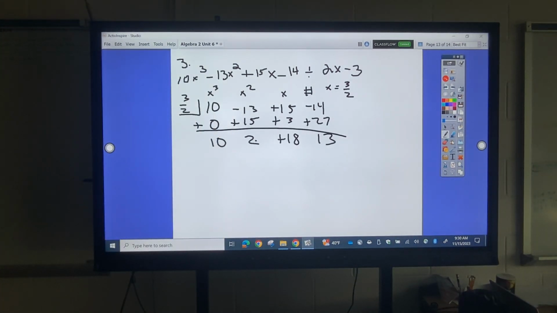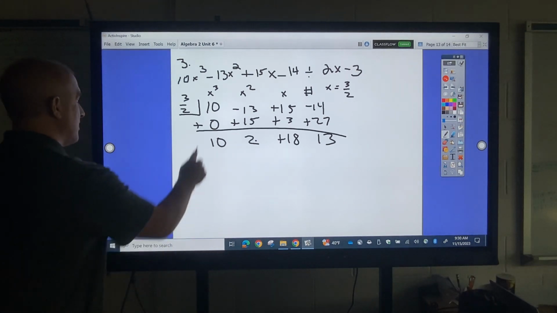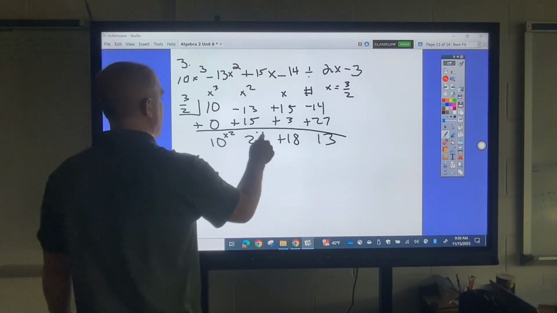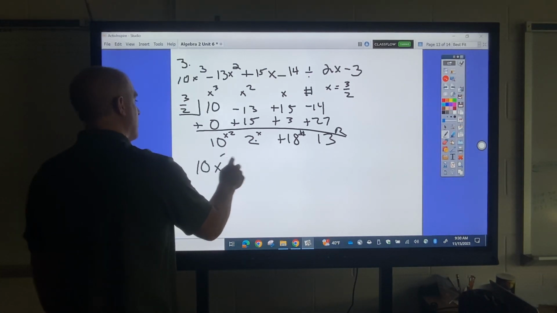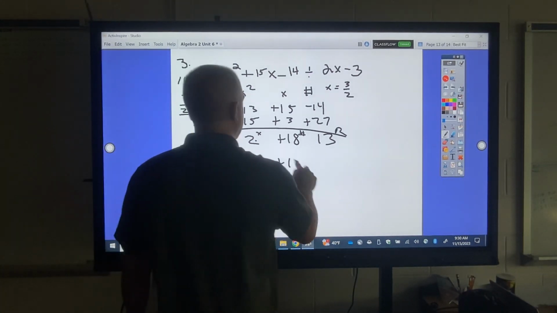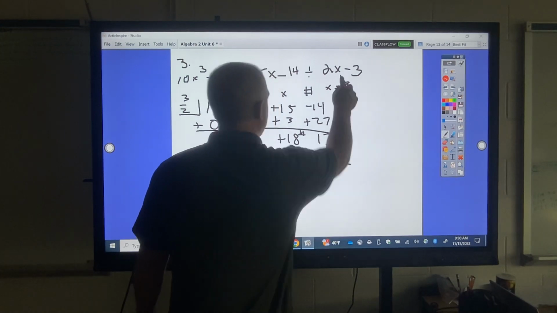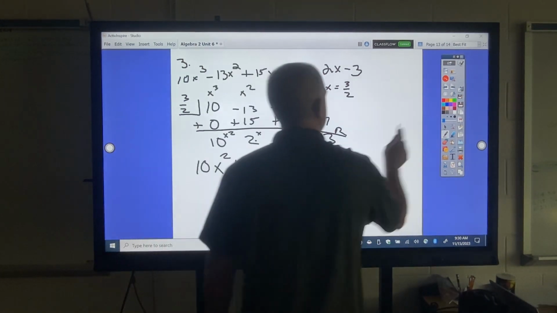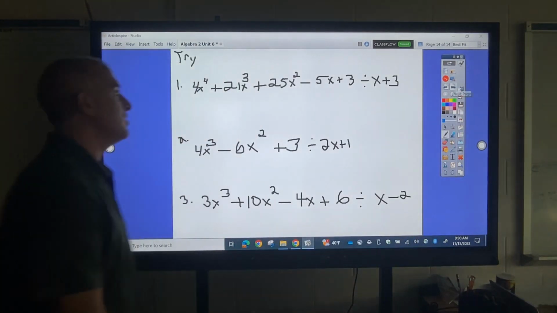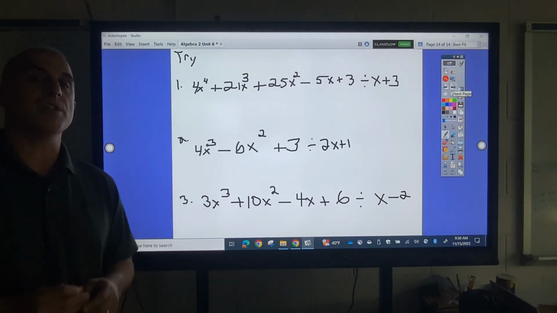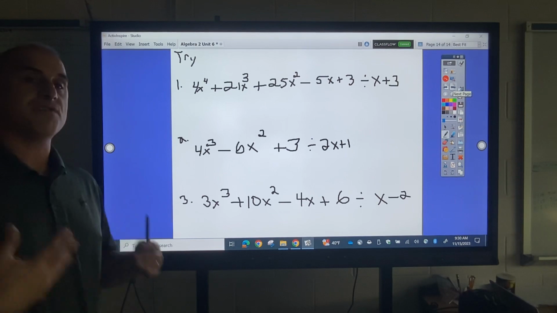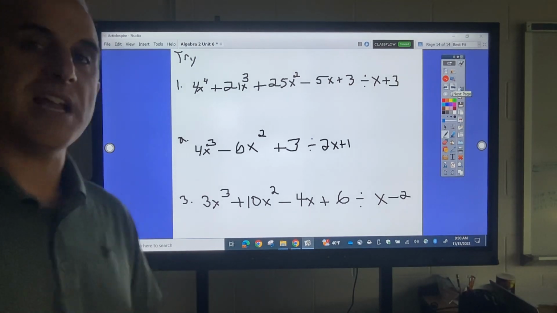So what we know is 3 halves is not a solution for this. So this is going to be x squared, x number, remainder, okay? So I got 10x squared plus 2x plus 18 plus 13 over 2x minus 3, okay? All right, so what I want you to do is to finish this lesson by practicing these, and what we're going to do is we're going to use synthetic division to help us find solutions and factor in the next few lessons.